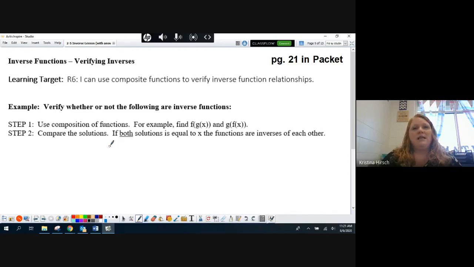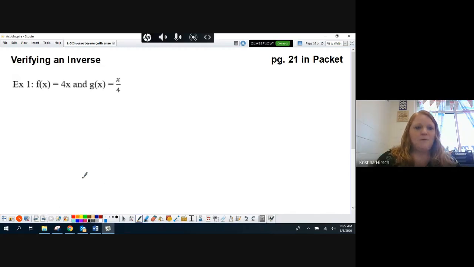If you were to do this and get positive x and negative x, then those would not be inverses because it's not x. If you got x plus 1 and x minus 1, not inverses. If you got x and then turn around and got 2x, again, not inverses. If you got 3x and 3x, not inverses. It has to be exactly x. All right, so let's look at a couple of examples.